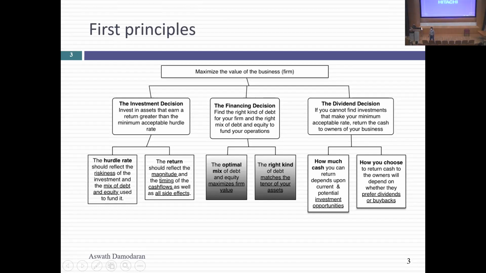So if you think about where we are in the class, we've essentially looked at the investment principle. Let's review. The investment principle says you want to go out and take investments that earn a return that is greater than your minimum acceptable hurdle rate. And the sub principle is the hurdle rate should reflect the risk of the investments you're taking and should also reflect the mix of debt and equity. We capture that with the cost of capital.